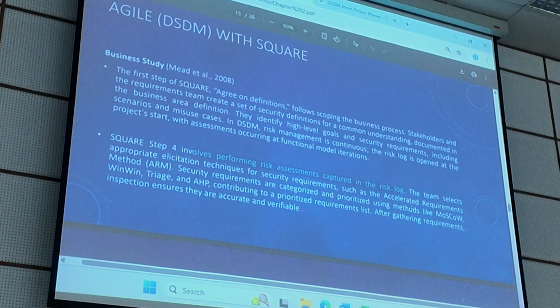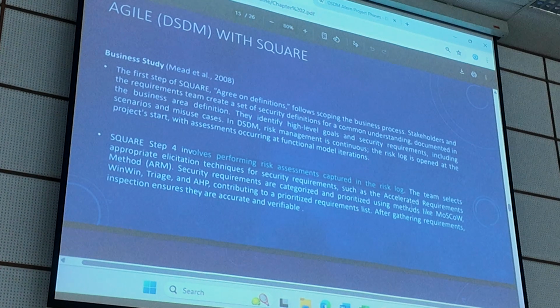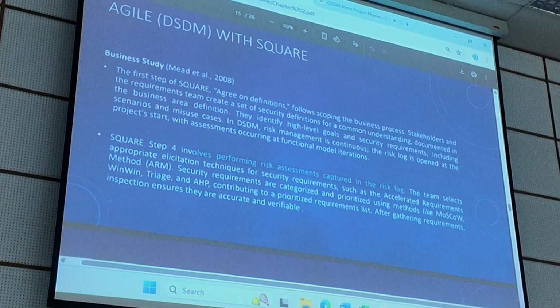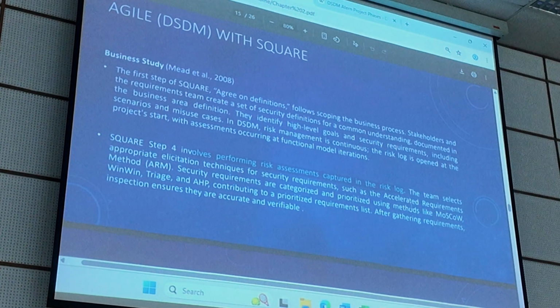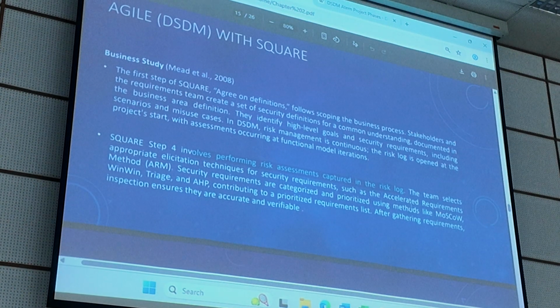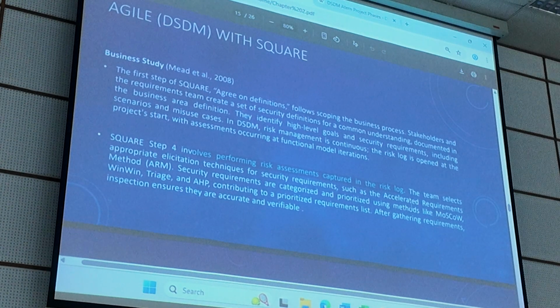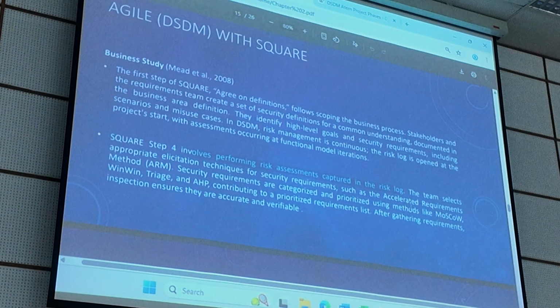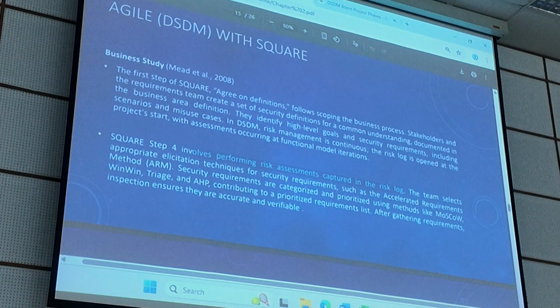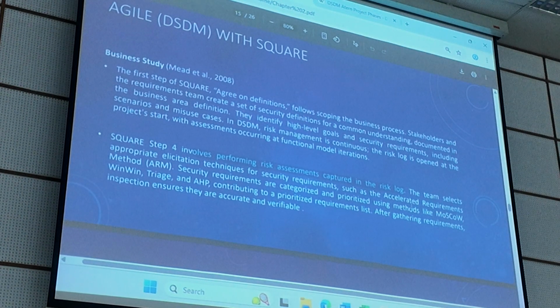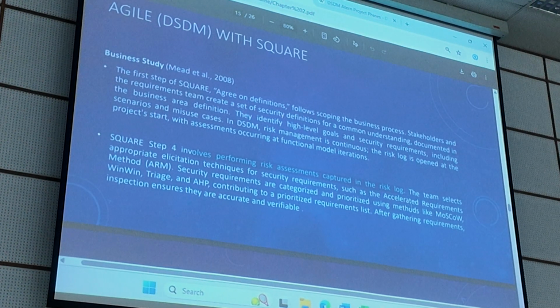Then look at here, the second paragraph: security requirement categorize and prioritize. Step 4 in SQUARE is the risk assessment. When you talk about risk assessment, you categorize and prioritize the requirements. So maybe you can use such a technique, for example, MoSCoW.